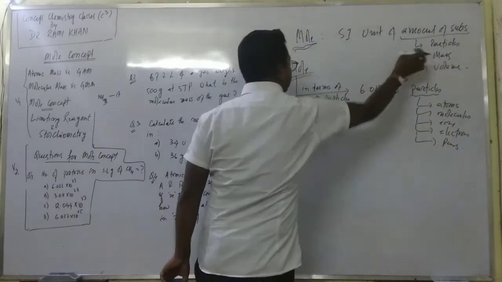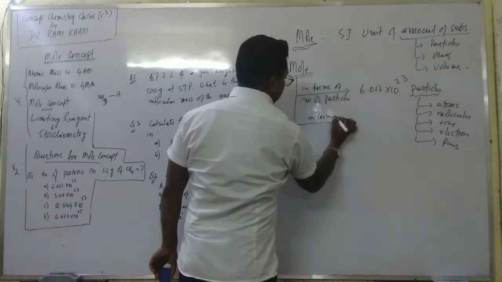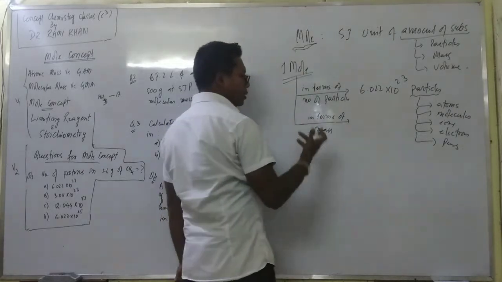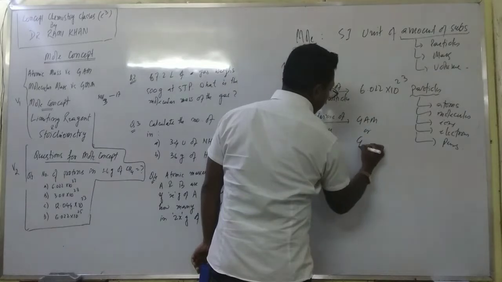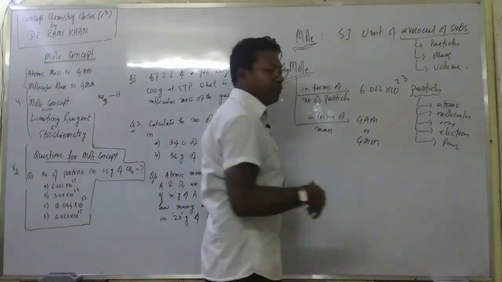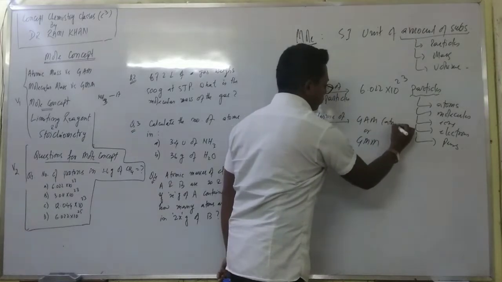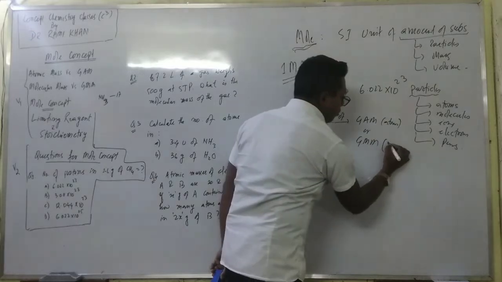Next definition is in terms of mass. In terms of mass, 1 mole of a substance is equal to gram atomic mass or gram molecular mass or gram formula mass. This is for atoms, and this is, if the substance is a molecule, this is for molecules.